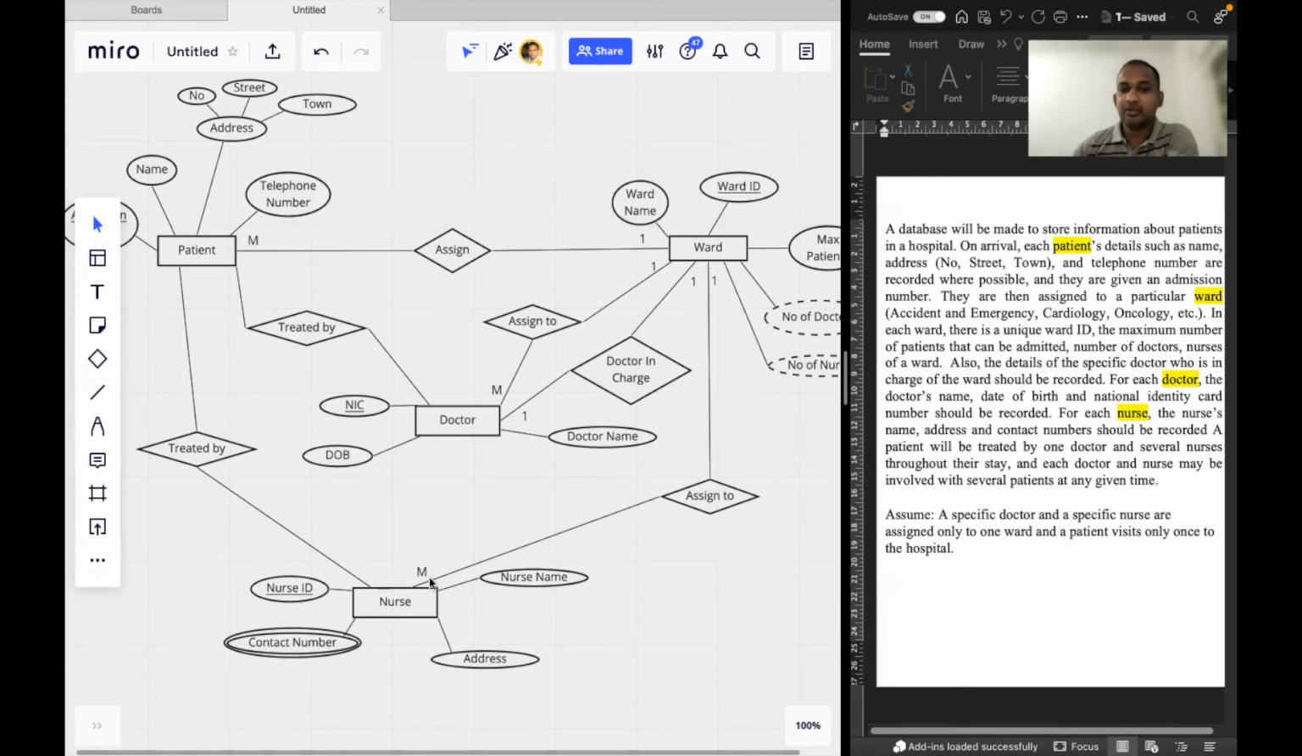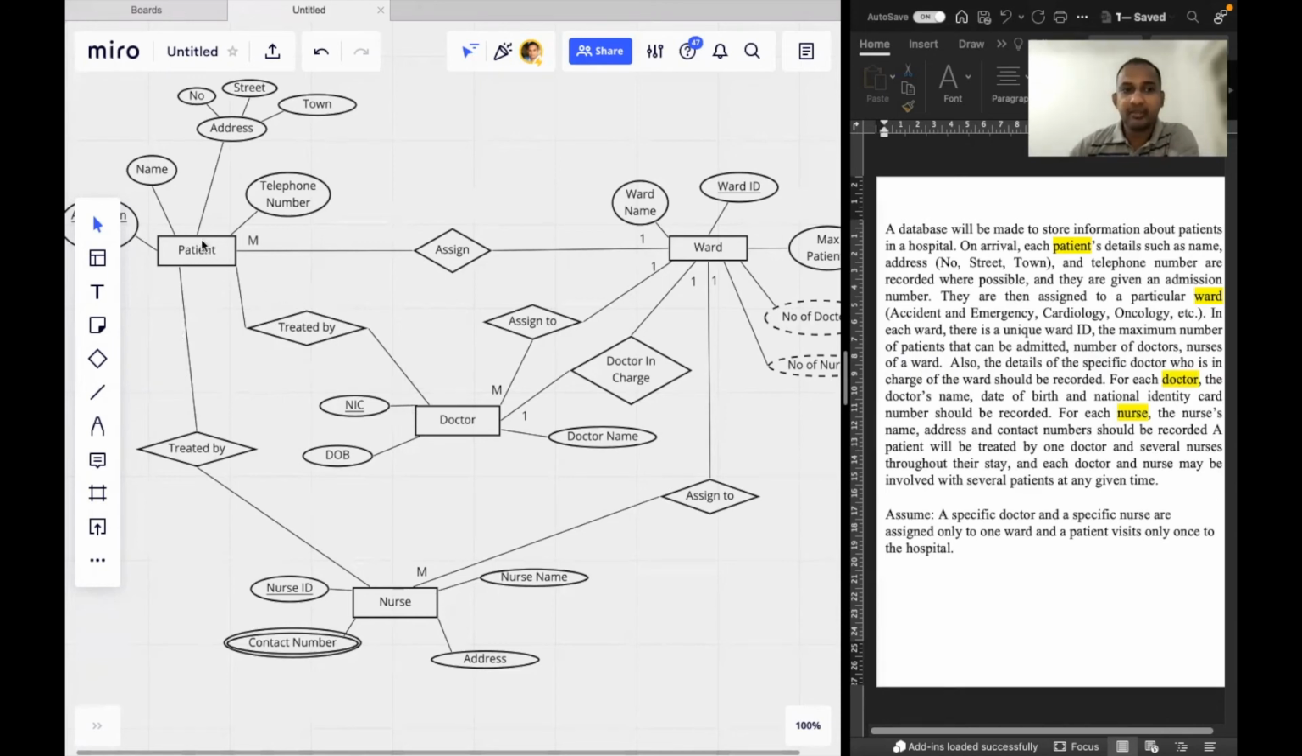Now this one is also a one to many relationship. And between the patient and the nurse, there is also a relationship. And between the patient and the treated by, there is also a relationship. Put the cardinality to these two. First of all, take the patient treated by a doctor.